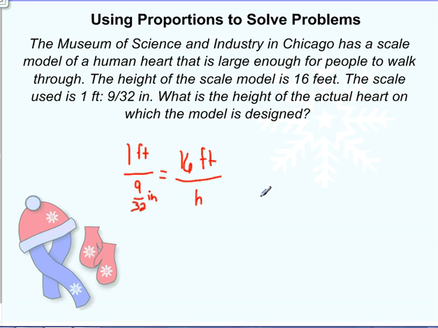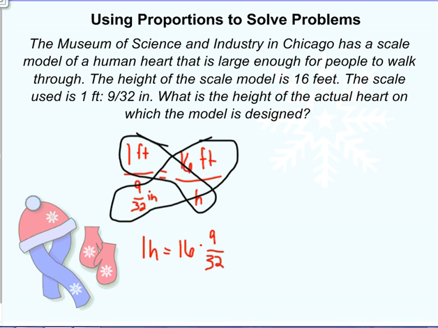All right, so from here we can use proportions to solve this, or we can use cross multiplying, which would be the more accurate thing. So we can go through and, as I say, put this proportion flat. So I can say 1 times H equals 16 times 9 over 32. All right, so I just cross multiplied.